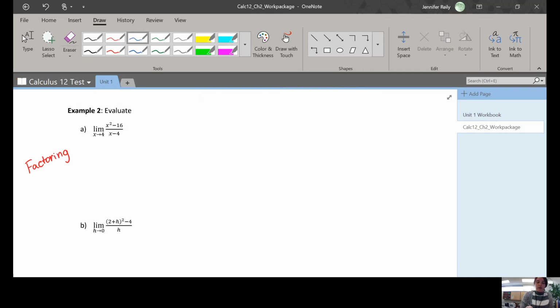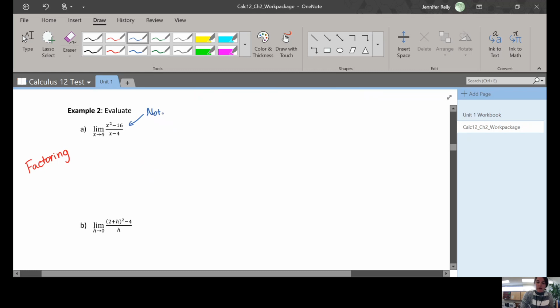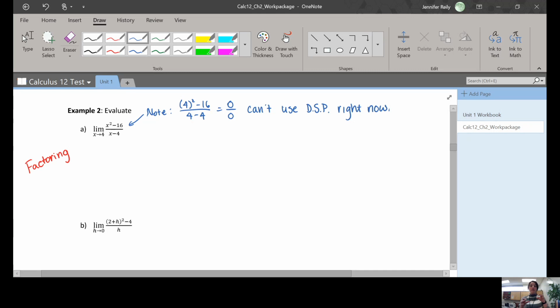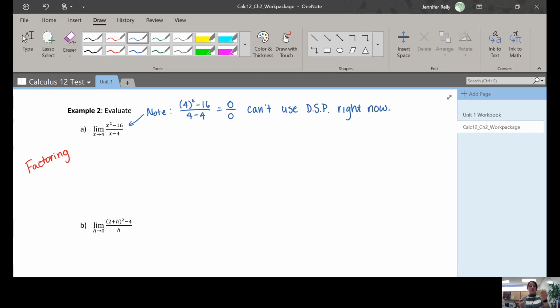Okay, so for this one, I'm just going to write a note. If we try plugging in x equals 4 into here, we have 4 squared minus 16 over 4 minus 4. So that would give you 0 over 0. This is not defined, so we cannot use the direct substitution property right now because it's not defined at x equals 4. So what we have to do is maybe manipulate it algebraically into a form where we can substitute x equals 4.